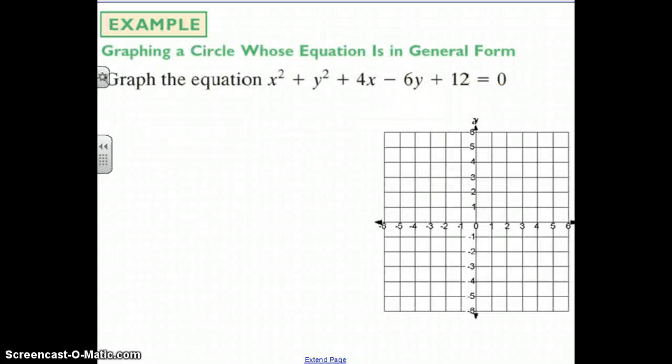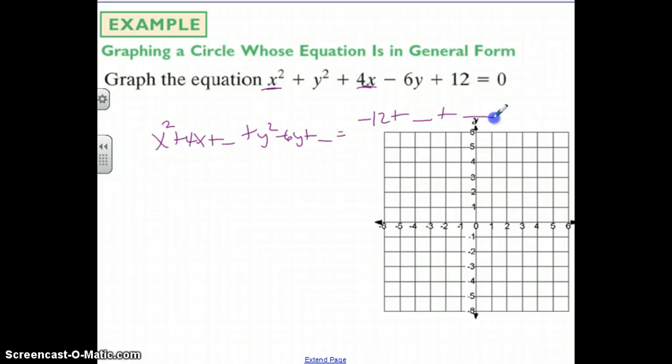The last example is kind of a combination of everything. They are giving you an equation in general, or the standard form, and they want you to change it to general graphing form. So let's combine this, complete the square, find the equation, and then we'll graph it. So putting everything together, plus y squared minus 6y, and I'll have a -12, throwing the 12 on the other side. And I'm going to try to complete the square here.